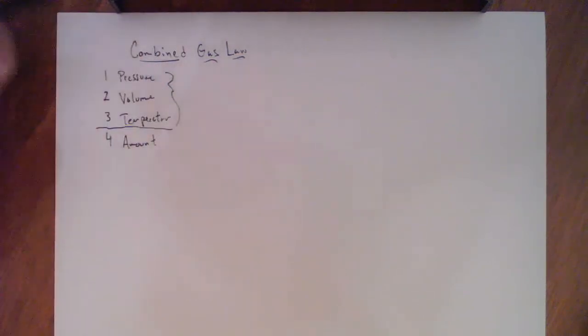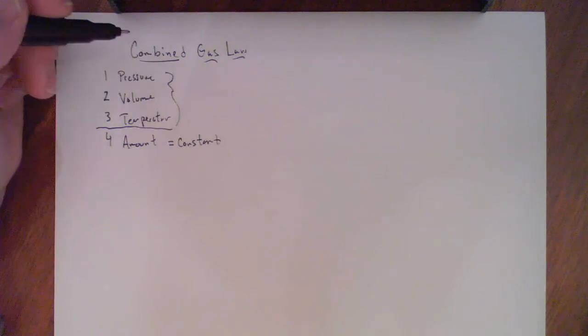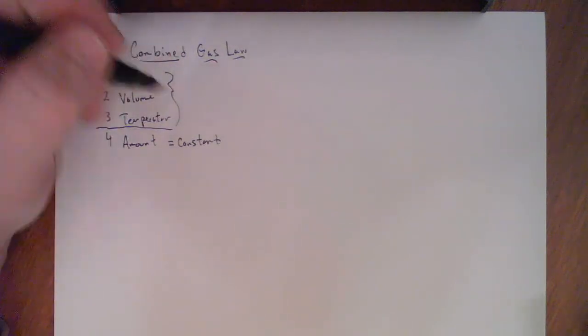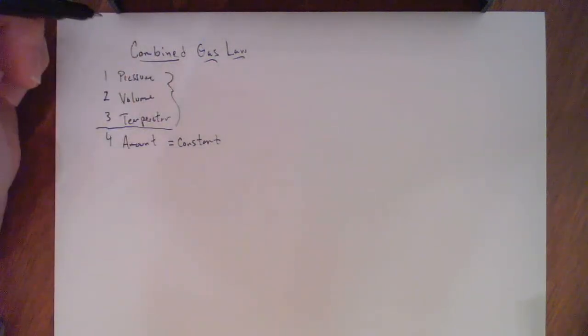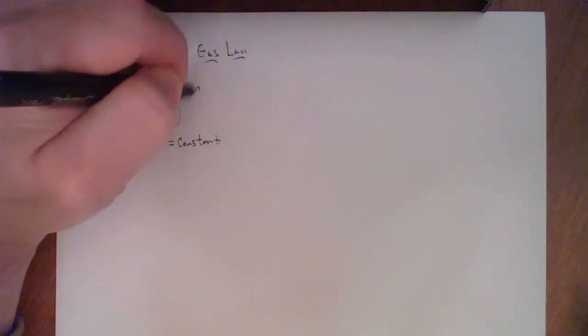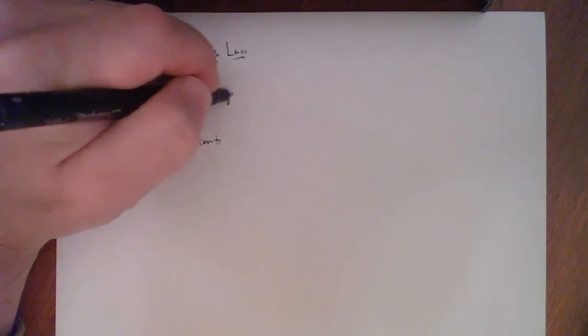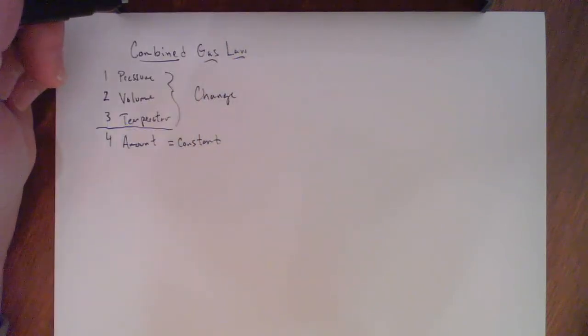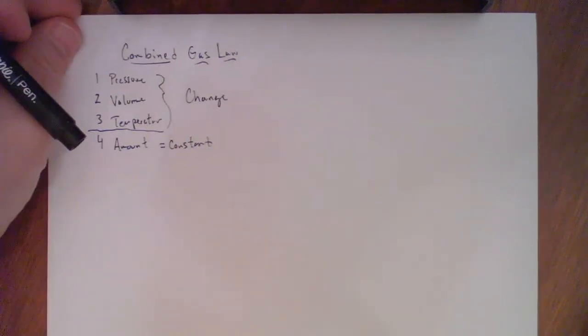So it's really only good for situations in which the actual amount of gas is fixed. So amount must remain constant. So that means no gas going in or out of the container. So it's a fixed amount. Now what we tend to do is we look at it in terms of a change that's going to happen. So we have like the situation before and a situation after. So our formula comes out looking like this.